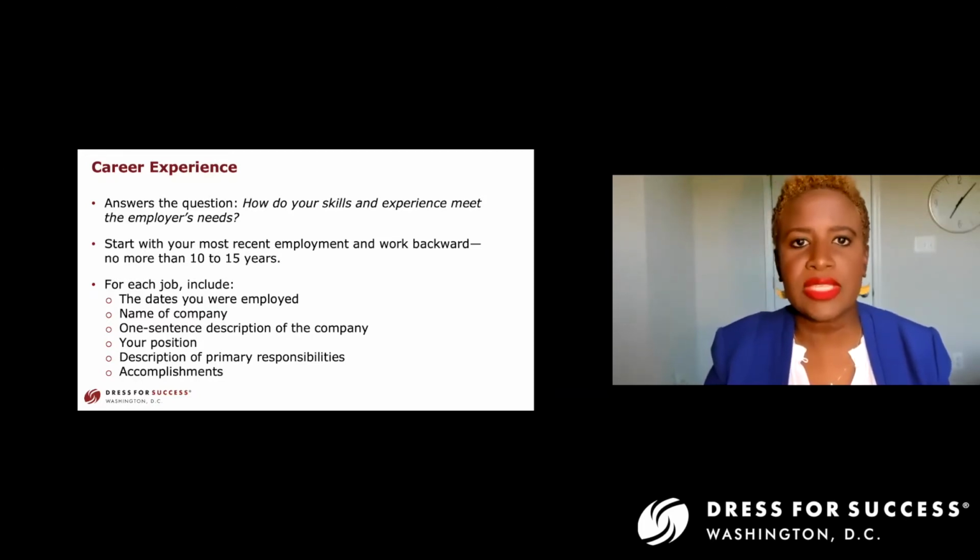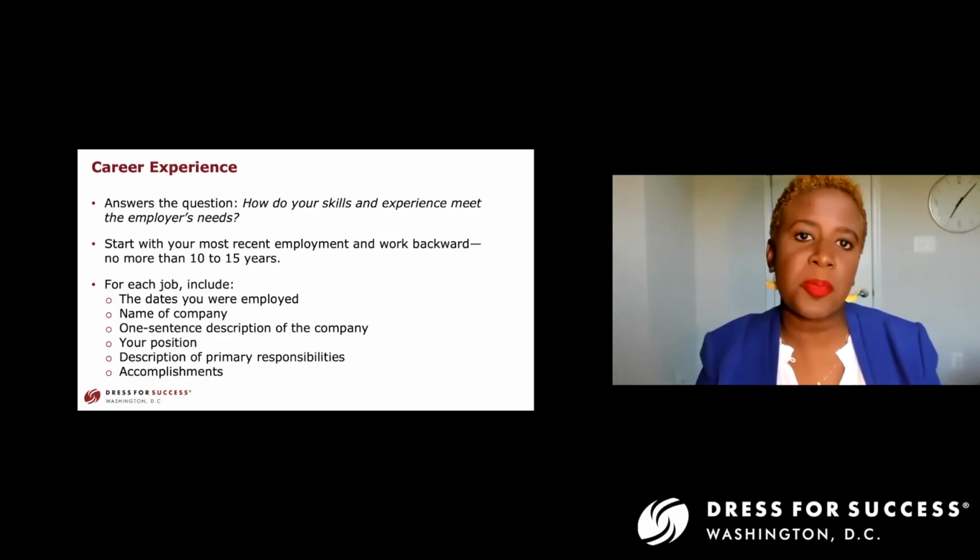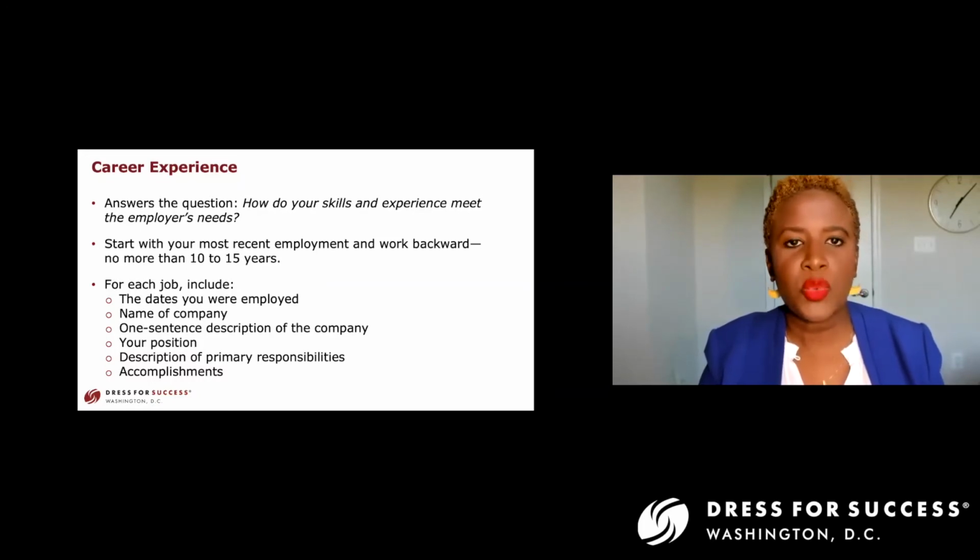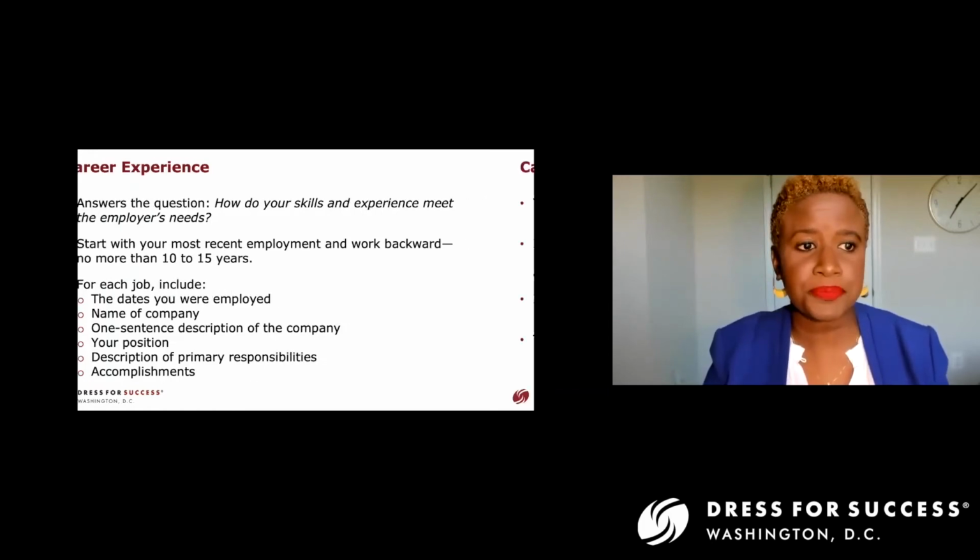Now, as you're putting this section together for each job, you need to include the dates you were employed and the name of the company. You might also want to consider including a 1-sentence description of the company if it's not well known. Then you're going to write the position or the job title that you had. You're going to do a brief description of your primary responsibilities, and then you're going to select 3 to 5 accomplishments that you've been able to accomplish in this particular role.